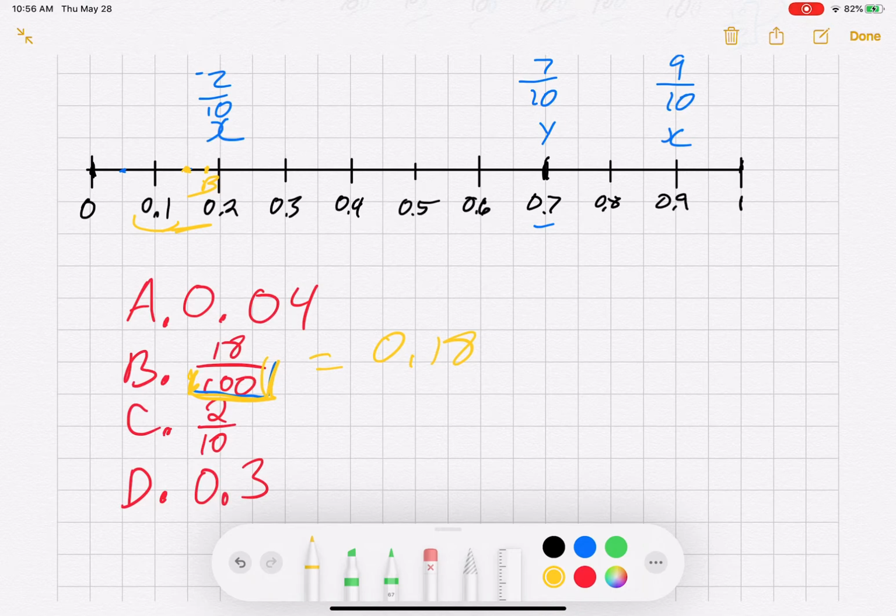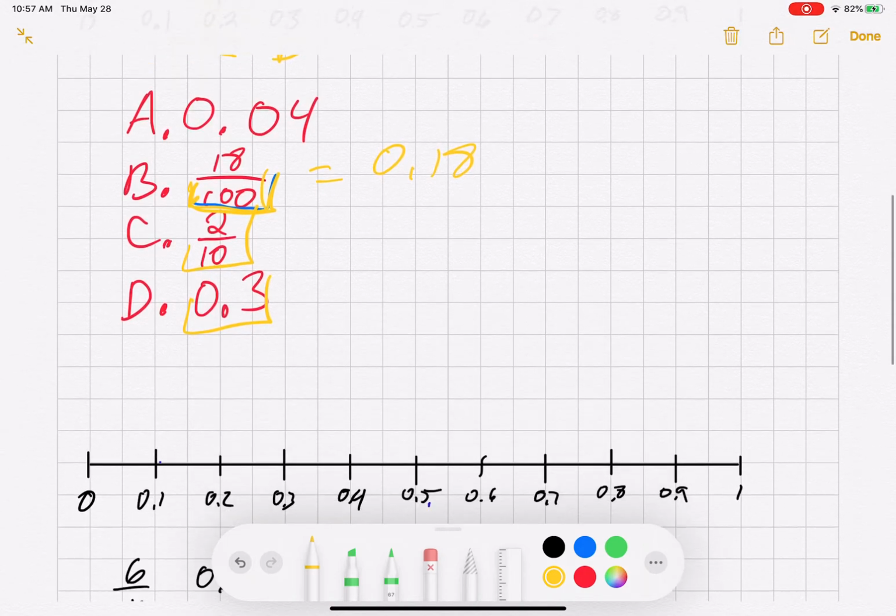Now putting 2 tenths on there, I find 2 tenths. And that would be C, right here. There's 2 tenths. D, I have 0.3, and I look up here and find 0.3, and whoops, I put D up there.